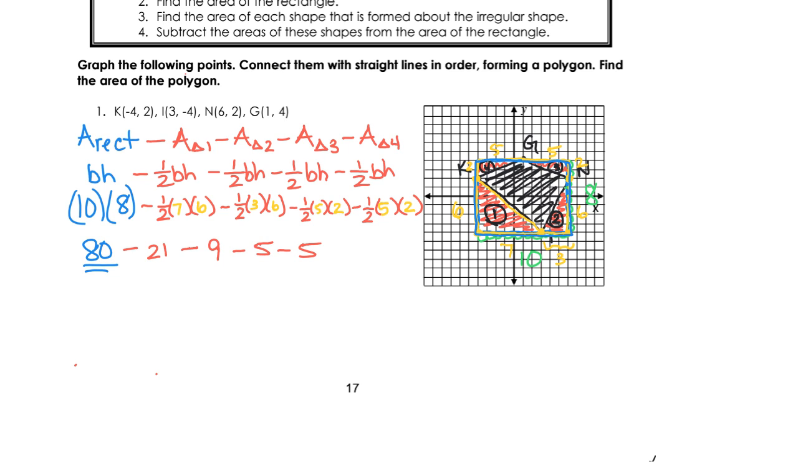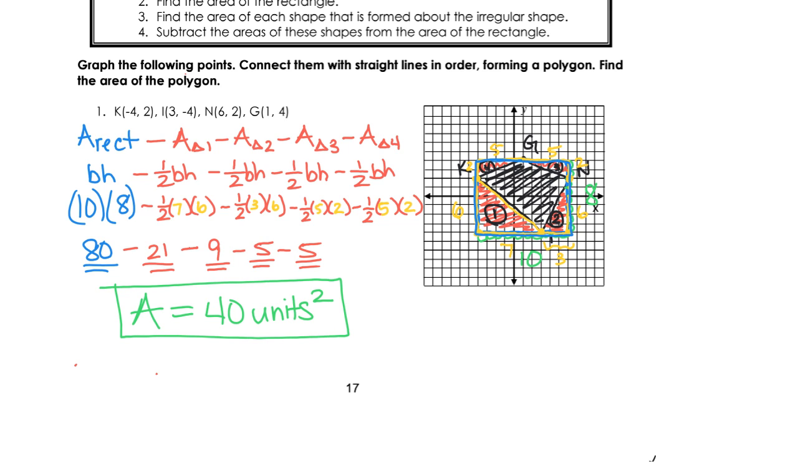We're going to take out 21 of those boxes, another 9 of those boxes, another 5, and a final 5, guys. And when we take those boxes away from that 80, the number of boxes left is inside that black shape called KING. So 80 minus 21 minus 9 minus 5 minus 5 gives me an area of 40 units squared for the area of KING. Ta-da!